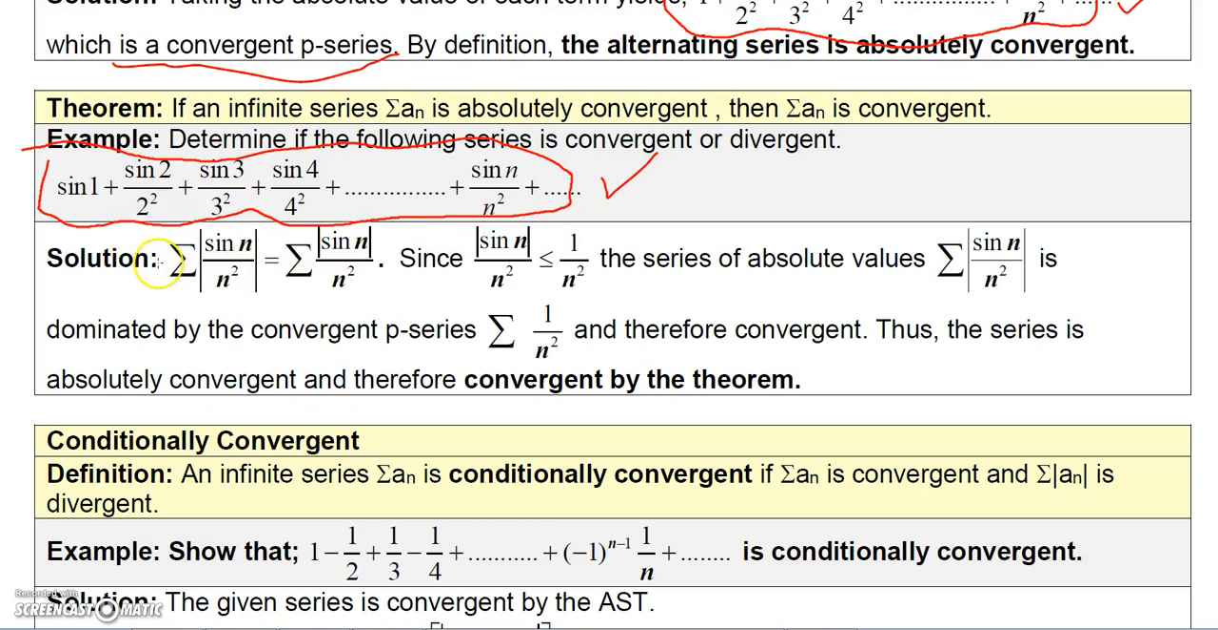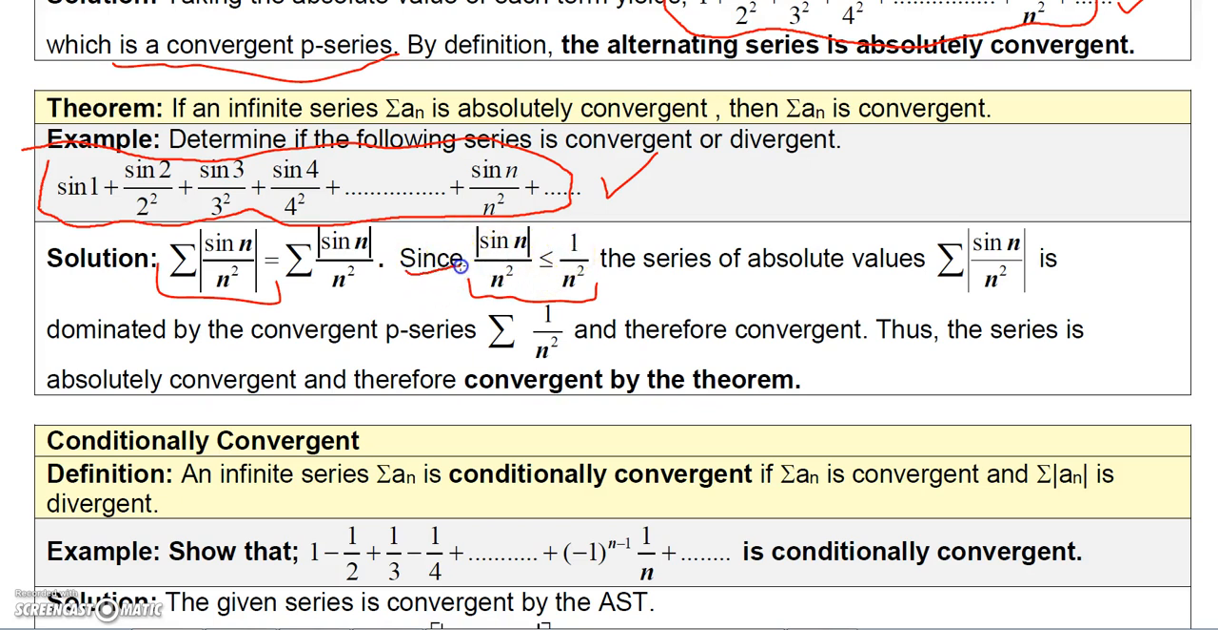Okay, so the series of the absolute value of the terms would be the series of the absolute value of sine n over n squared. And since n squared is a positive number, I can write that as the absolute value of sine n over just n squared. And it's pretty easy to show that the absolute value of sine n over n squared would be less than or equal to 1 over n squared, because the absolute value of sine has to be less than or equal to 1.